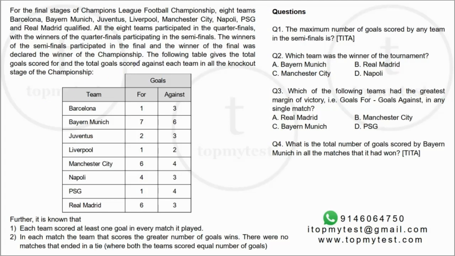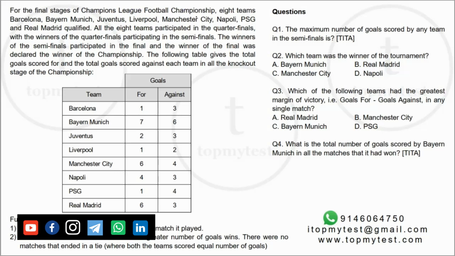So this is a question which is on knockout tournament, but the information is given in a slightly different manner. Let's see what this says. For the final stages of Champions League Football Championship, 8 teams, Barcelona, Bayern Munich, Juventus, Liverpool, Manchester City, Napoli, PSG and Real Madrid qualified. All the 8 teams participated in the quarterfinals, with the winners of the quarterfinals participating in the semifinals. The winners of the semifinals participated in the final, and the winner of the final was declared the winner of the championship. Okay, so it's a knockout tournament.